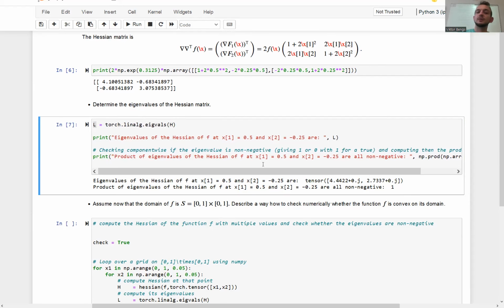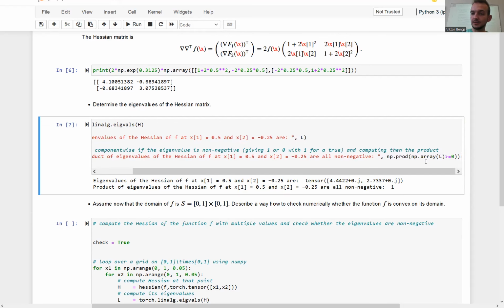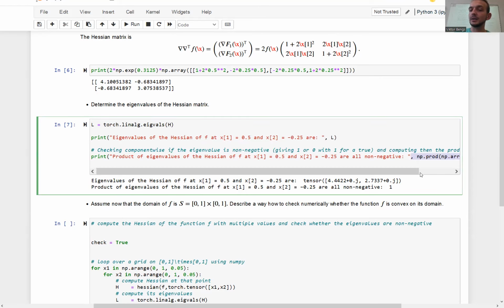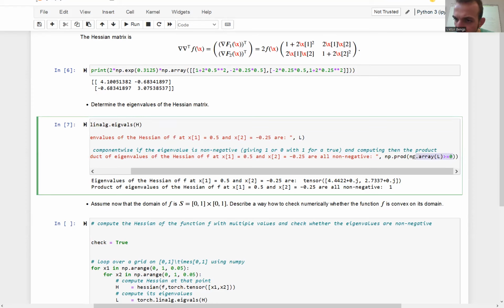And we can check this quite easily as follows, at least if we use a NumPy array, a transformation into a NumPy array. So this L, the tensor, can be transformed into a NumPy array. This is what I do here. And then with a NumPy array, you can do component-wise comparisons, which I do here. So this here would check component-wise whether the entries are non-negative. This is what this here is doing.